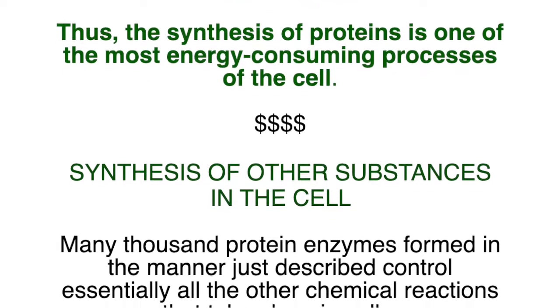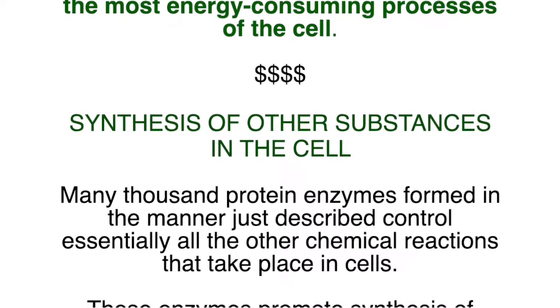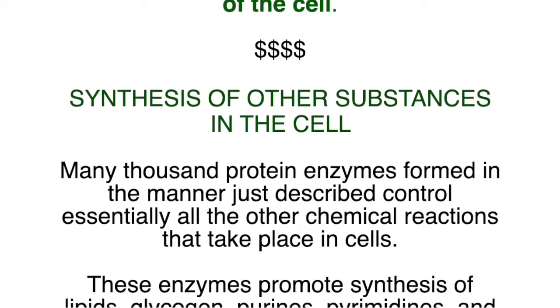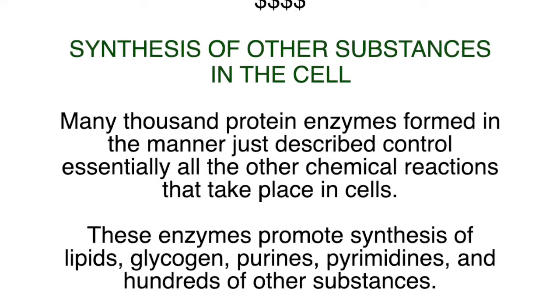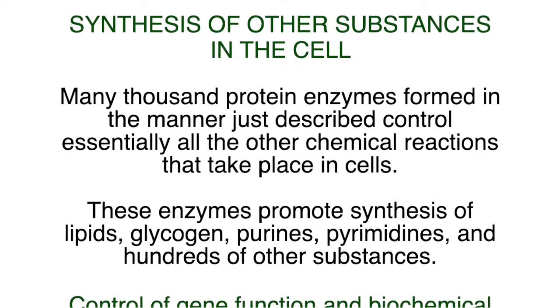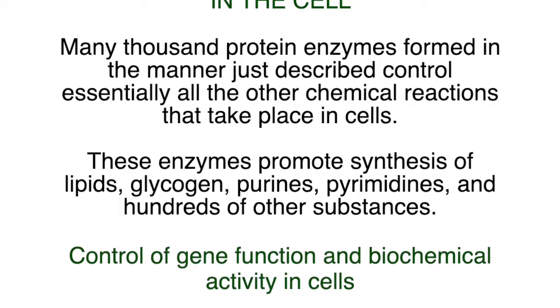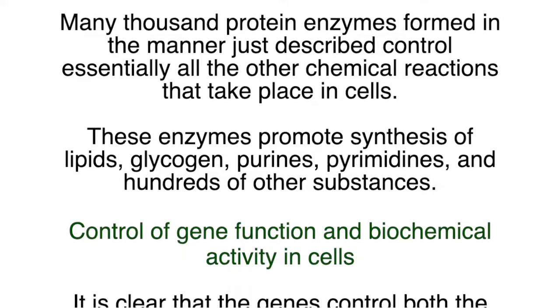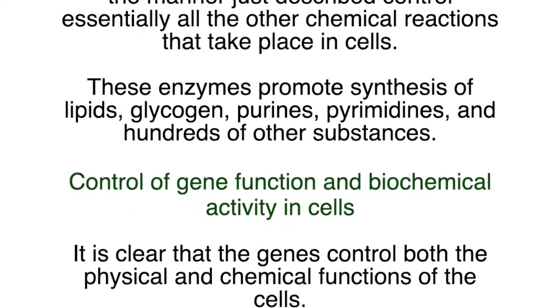Synthesis of other substances in the cell. Many thousand protein enzymes formed in the manner just described control essentially all the other chemical reactions that take place in cells. These enzymes promote synthesis of lipids, glycogen, purines, pyrimidines, and hundreds of other substances.